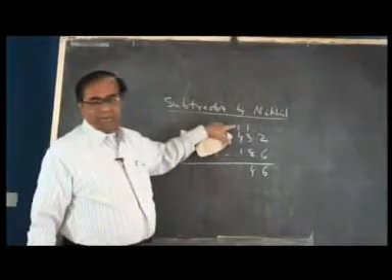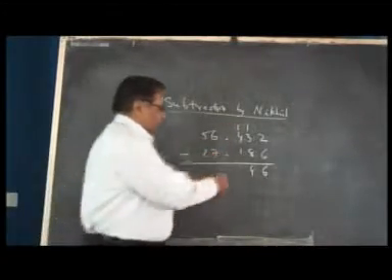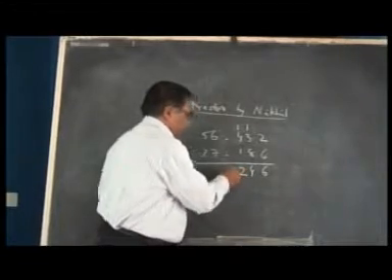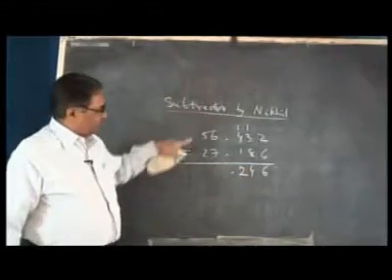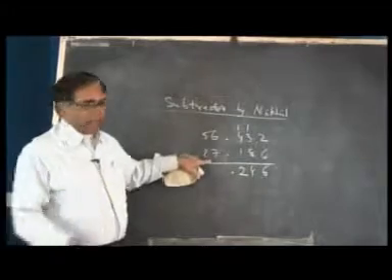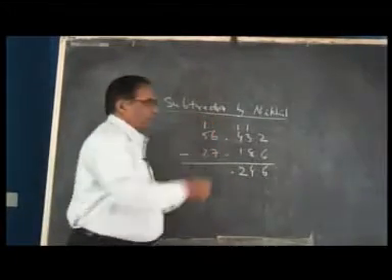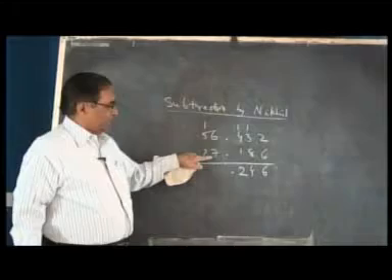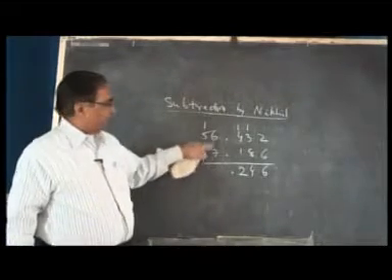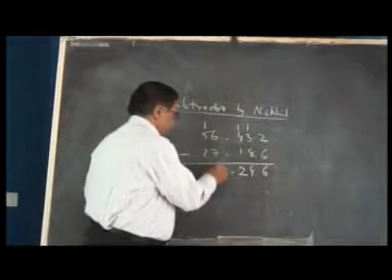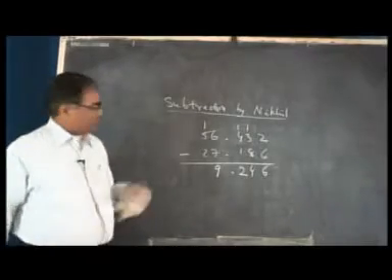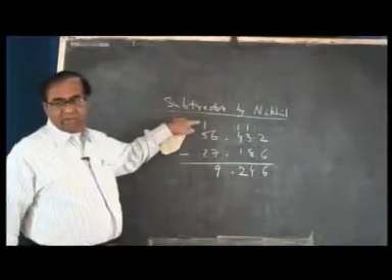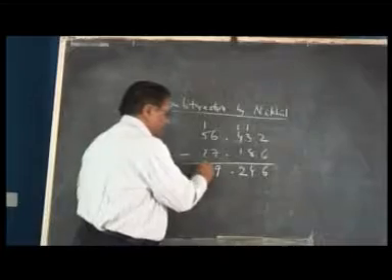4 minus 1, 3. Minus 1, 2. Point. 7 cannot be subtracted. Put the sign here. That is Nikhilesh. Nikhil of 7 is 3. Add it here, they are getting 9. 5 minus 1, 4, minus 2.